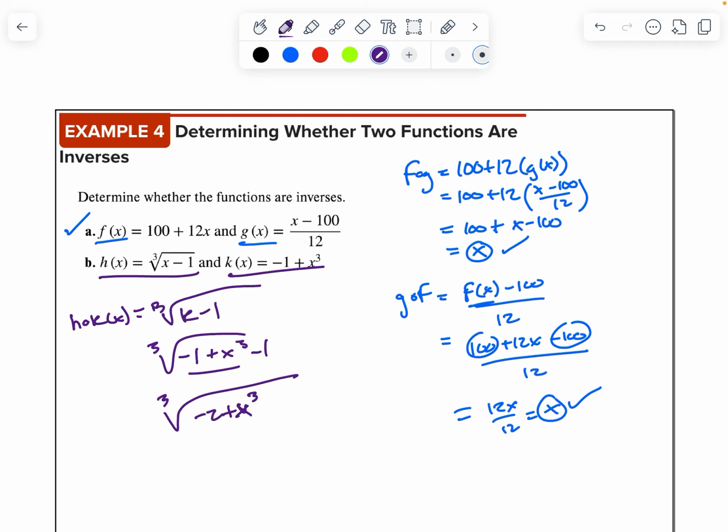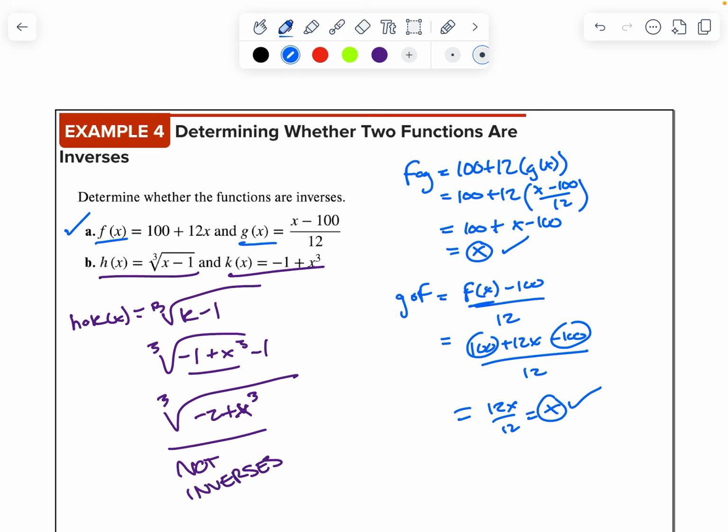And since there's no way to simplify that any further, and I can't get that to just be x, we already know that they're not inverse functions. I have a hunch that if you subbed them in the other way around, you would also not get just x. You would get something like x minus 2. I'm not 100% sure, but I don't think you would get just x. So it does not simplify to x. So these are not inverses.